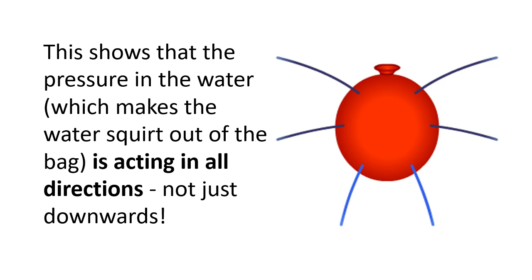Illustrated also here is a balloon with water inside. If you poke holes all throughout the balloon, you can see that water will squirt out in all directions. This shows that the pressure in the water, which makes the water squirt out of the bag, is acting in all directions, not just downwards or upwards.